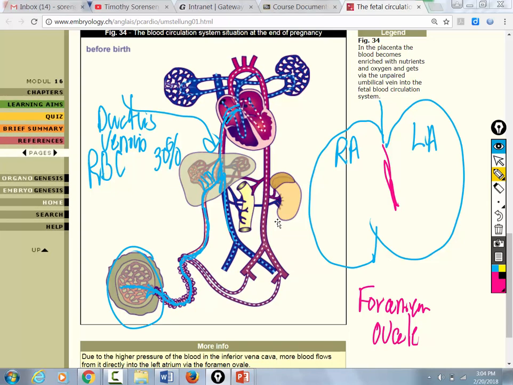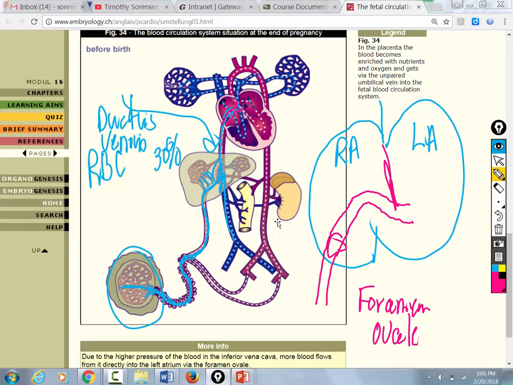A gunshot wound to the head is not a foramen. It ain't supposed to be there. How many people follow this? So this high pressure stream of blood that's coming in from the baby's inferior vena cava and through this little tunnel is going to bypass the baby's right heart and go into the left atrium through that foramen ovale. Who's following this?